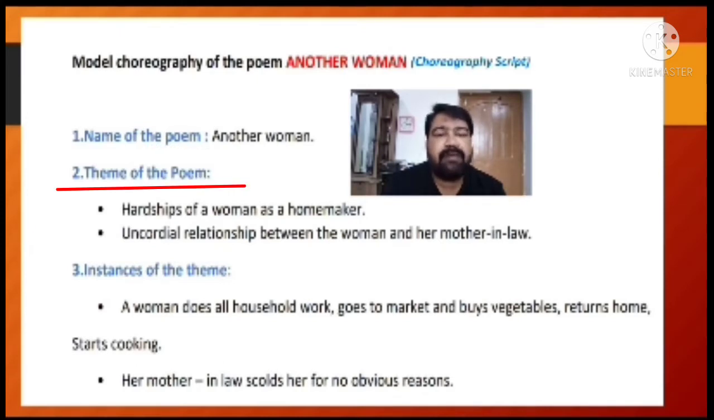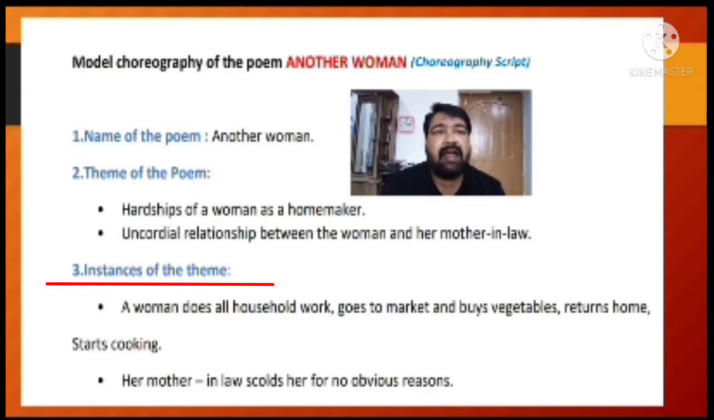What is the theme of the poem? When you read and understand the poem, you will understand the theme very well. The themes are hardships of a woman as a homemaker. And the other theme in this poem is uncordial relationship between the woman and her mother-in-law.